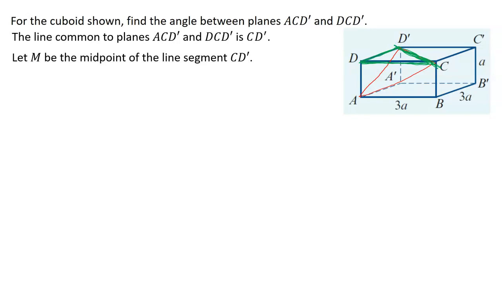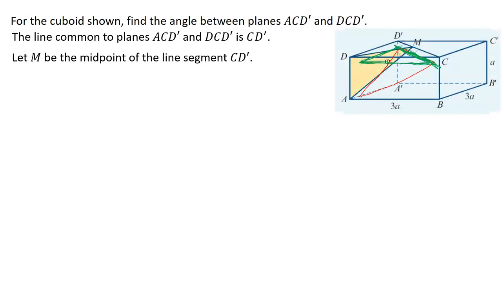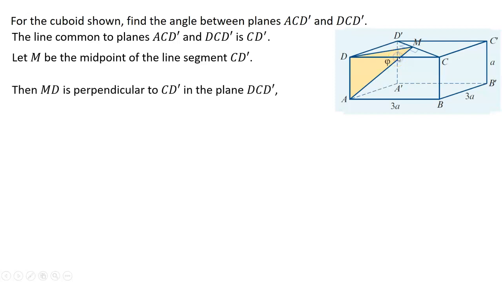So we're going to let M be the midpoint of that line segment. And if I just get rid of my scribbles, I can think about this triangle here, where phi is this angle that I'm trying to find. Now MD is perpendicular to CD dash in the plane DCD dash. So remember that plane is the one that's the top of the box.